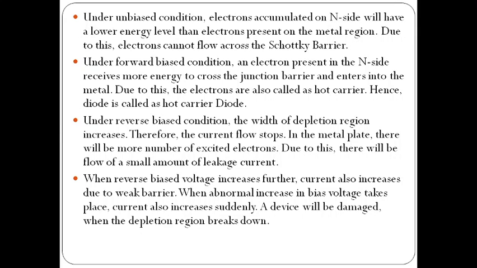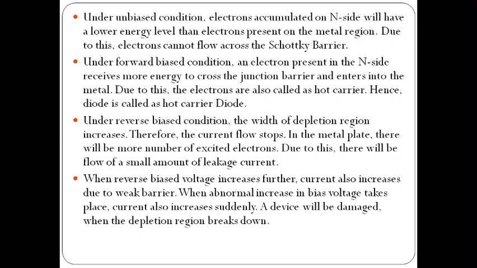When it is connected in forward bias, that means the negative terminal of the battery is connected to the N-type material and the positive terminal of the battery is connected to the metal, that means anode. It is nothing but the forward bias condition. An electron present on the N side receives more energy to cross the junction barrier and enters into the metal. Due to this, electrons are called hot carriers, and the diode is called a hot carrier diode. In this we get the forward bias current.